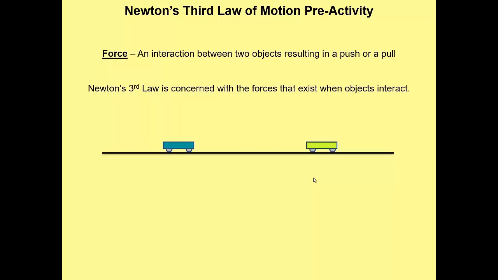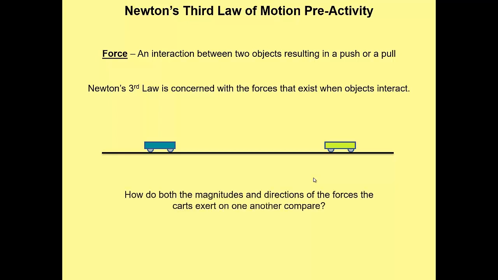So for example, if we had two carts and they collided, we might look at the forces that one cart put on the other cart and back, right? That the green put on the yellow and the yellow put on the green, and compare them and see how did the magnitude of those forces compare and how do the directions of those forces compare, right? When they're interacting.